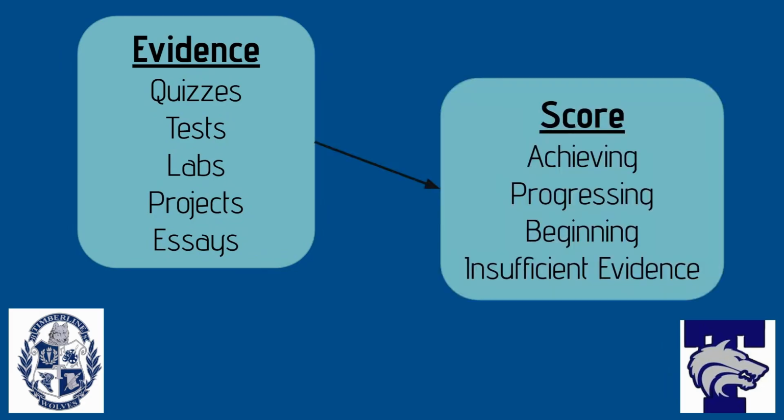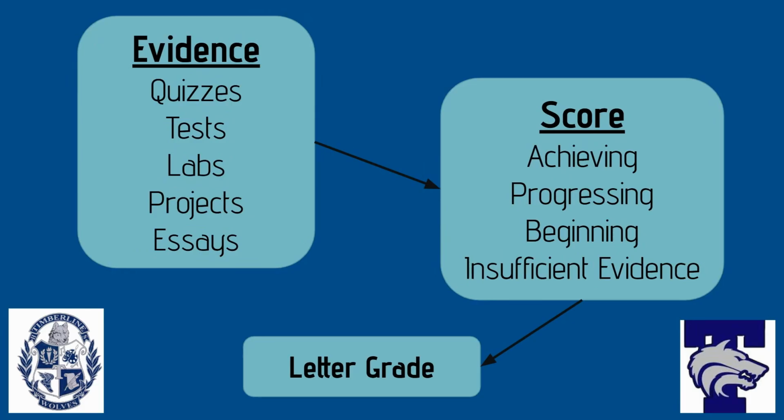This evidence could look like traditional quizzes and tests. It could be science labs or projects or essays, either final drafts or rough drafts. Once the evidence is collected, your teacher will determine a score based on that evidence. So your student will either achieve the learning, be progressing towards the learning, be beginning to learn, or have insufficient learning. Once the scores are determined, then they will be put together and a letter grade will be assigned to your student for the course.